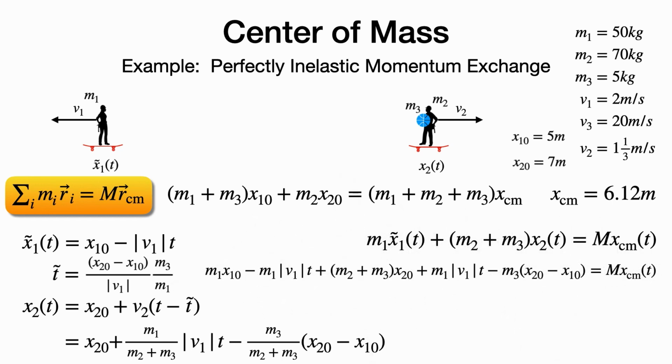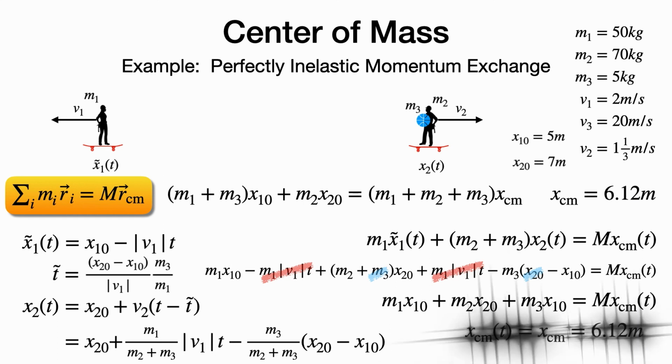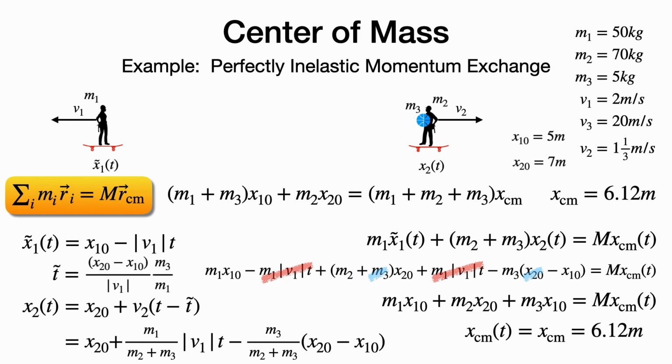Expanding x1 tilde and x2 as functions of time, we see that, again, certain terms cancel. The time-dependent terms cancel each other, and there is also a pair of terms involving mass 3 and x2 naught, which cancel. And together, what we find in the end is that we have the exact same center of mass as we had before throwing the ball, and that is that the center of mass as a function of time is simply at 6.12 meters.